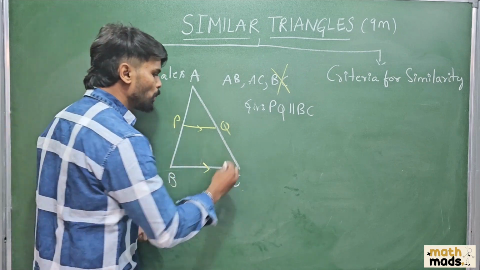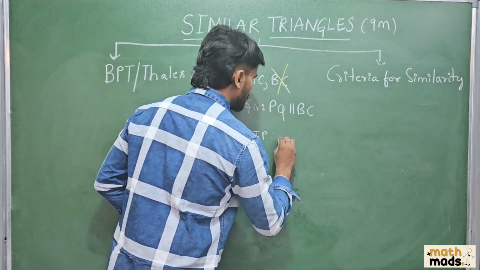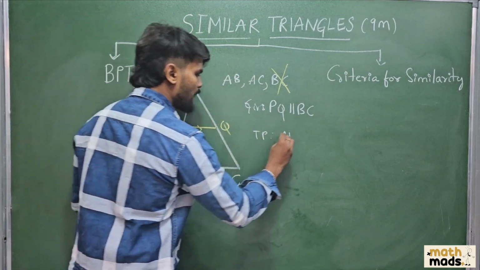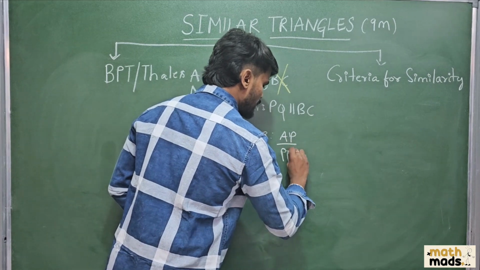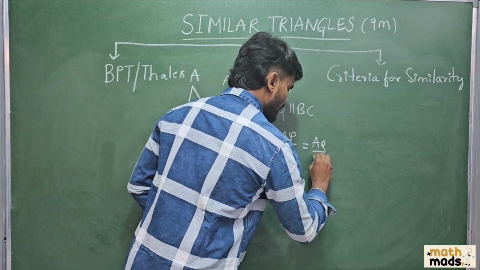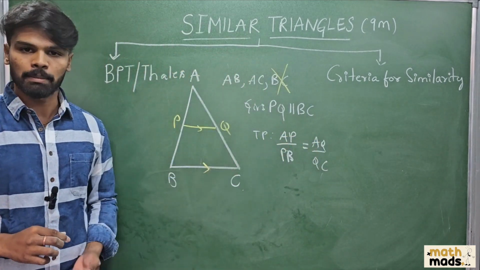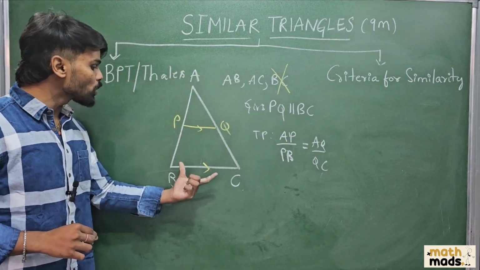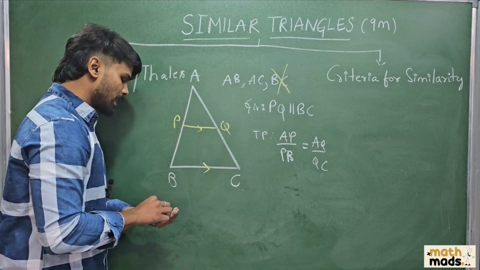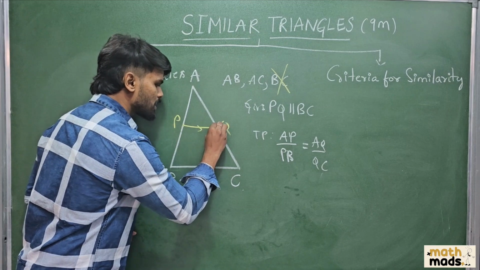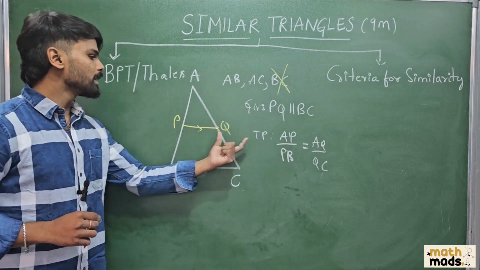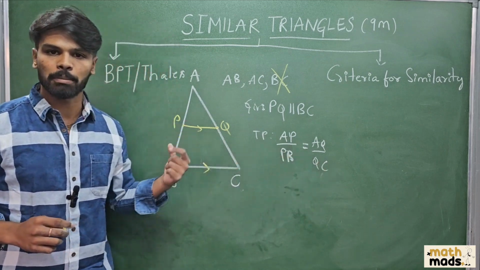Okay, so your to-prove will become... Now the line is going to divide the sides. So AP by PB will be equal to AQ by QC. Okay, this is your theorem, the basic proportionality theorem. A line drawn parallel to one side of a triangle which intersects the other two sides at distinct points, which are the distinct points at P and Q, divides the other two sides in the same proportion. This is your basic proportionality theorem.